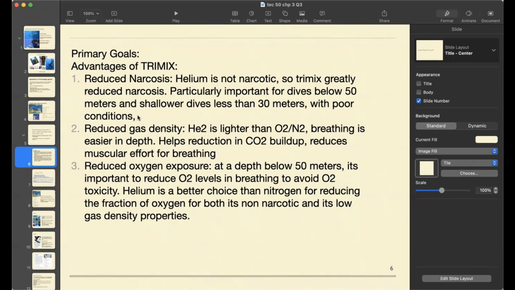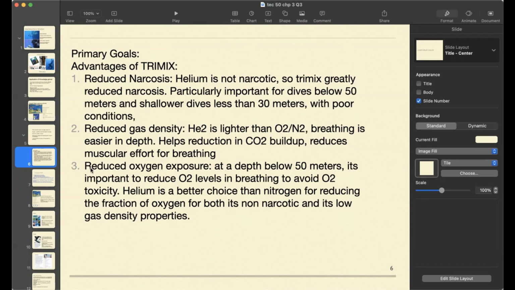So the chance of nitrogen narcosis is much higher when you're doing some activity less than 30 meters with poor conditions. And then reduced gas density. Helium is lighter than the oxygen and nitrogen. Breathing is easier at depth, and it helps in reduction of CO2 buildup. This carbon dioxide is reduced, reducing muscular effort for breathing.